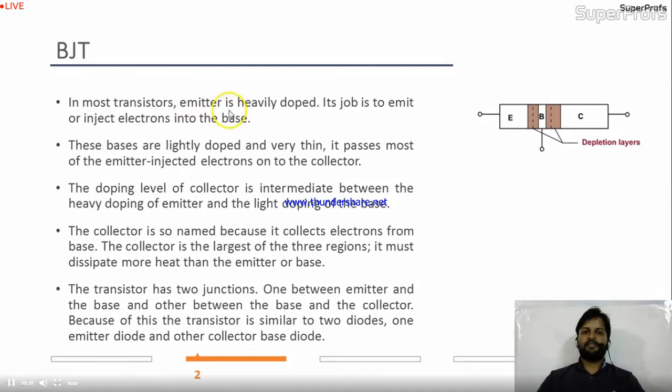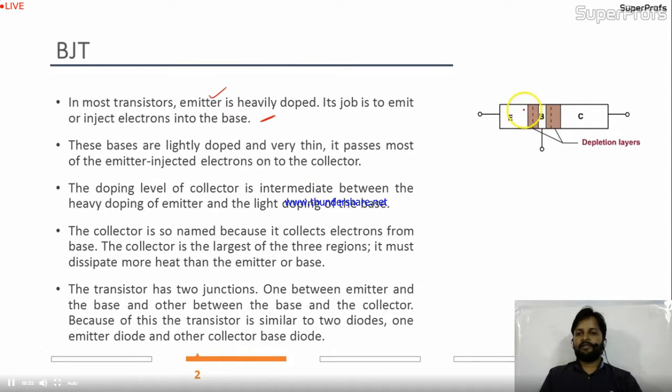So in most transistors, the emitter is heavily doped. And why is the emitter heavily doped? Because the emitter has to emit the electrons or holes into the circuit, right? Its job is to emit or inject electrons into the base.